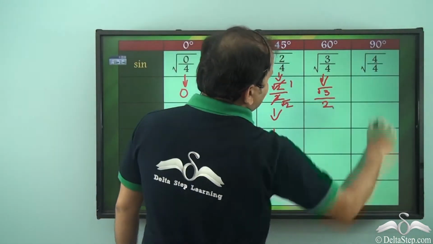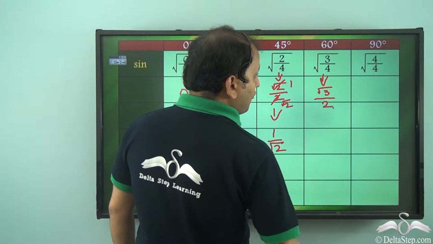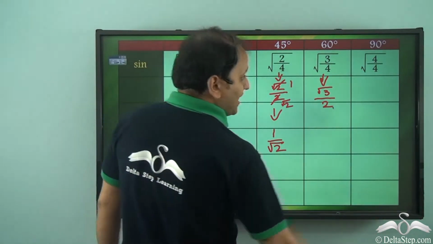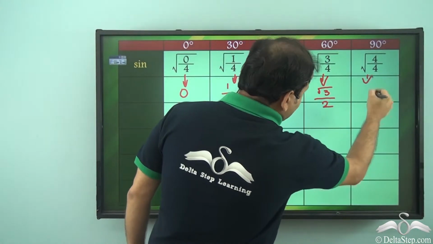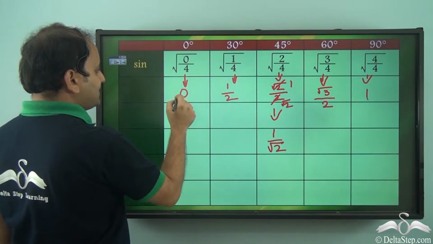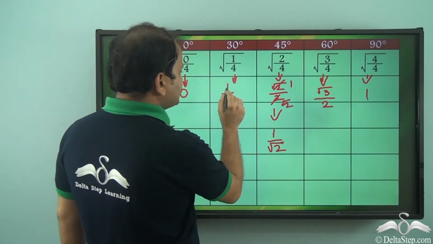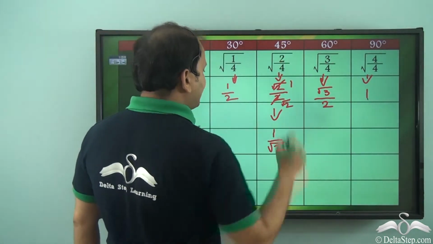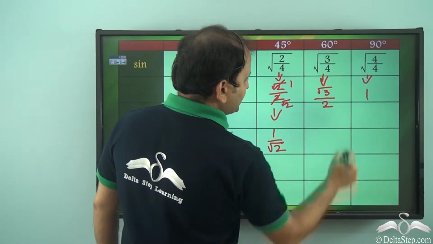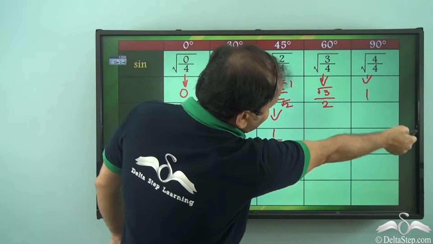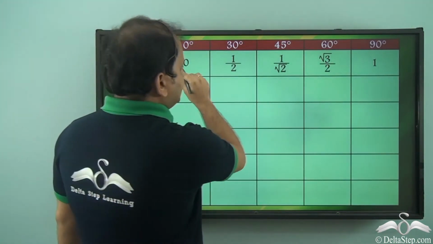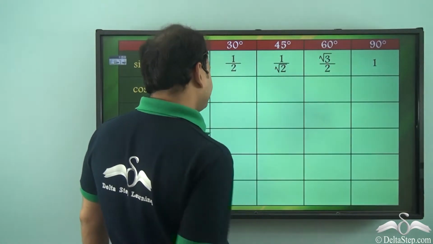Now let's come to sine 90 degrees. Root 4 by 4. 4 by 4 is 1 and root of 1 is 1 itself. So this can be written as 1. So now we have the values. Sine 0 degrees is 0. Sine 30 degrees is 1 by 2. Sine 45 degrees is 1 by root 2. Sine 60 degrees is root 3 by 2. And sine 90 degrees is 1. So now we fill these values in the table.